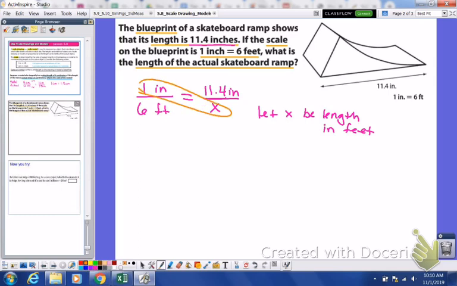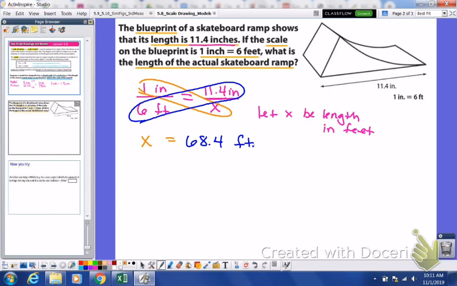So 1 times x. You could write it 1x, but it's also just x. Anytime you multiply something by 1, it's just itself. We have 11.4 times 6 on the other side. And if we do 11.4 times 6, we get 68.4. I don't have anything to divide by this time because it was just 1. And if I divided 68.4 by 1, we would still have 68.4. So we go ahead and label here. The actual length is 68.4 feet.